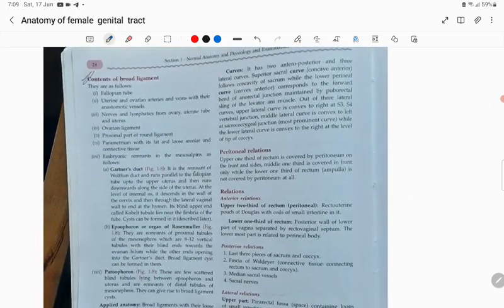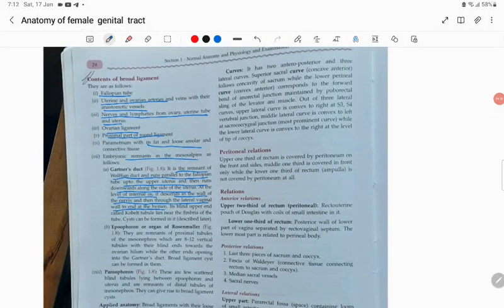The contents of the broad ligament are the fallopian tube, uterine and ovarian arteries with anastomosing vessels, nerves and lymphatics from the ovary, uterine tubes, and uterus, the ovarian ligament, the proximal part of the round ligament, parametrium, fat, loose connective tissue, and embryonic remnants of the mesosalpinx like Gartner's duct, epoophoron, and paroophoron. Gartner's duct is the remnant of the mesonephric duct and runs parallel to the fallopian tube up to the upper uterus, then runs down along the side of the uterus at the level of the internal os. It descends in the wall of the cervix, then through the lateral vaginal wall into the hymen.